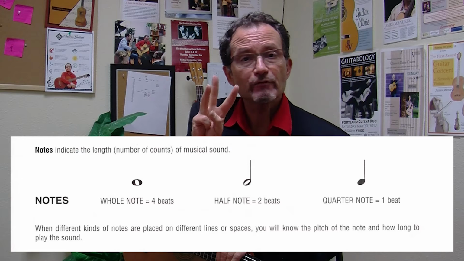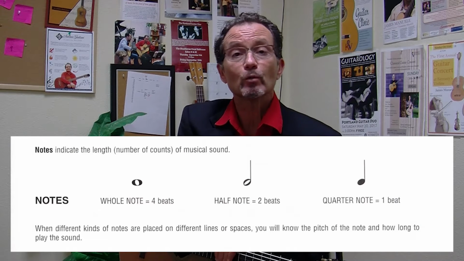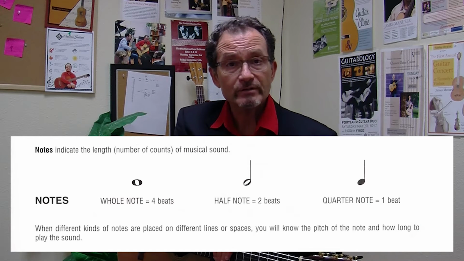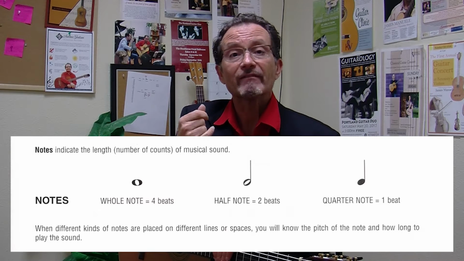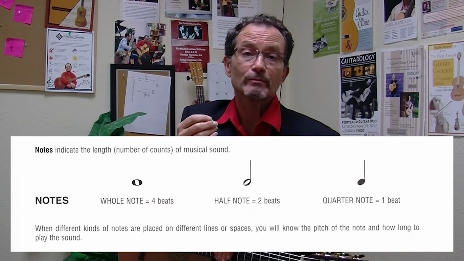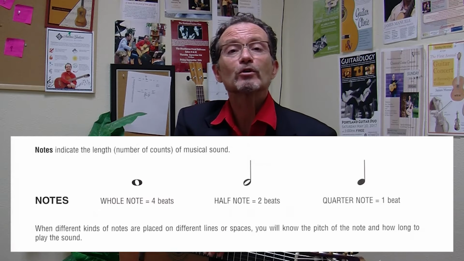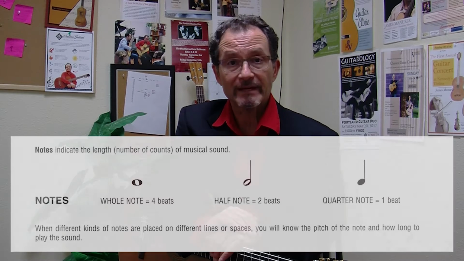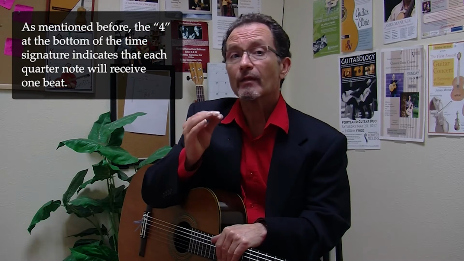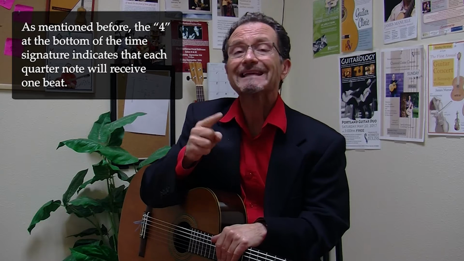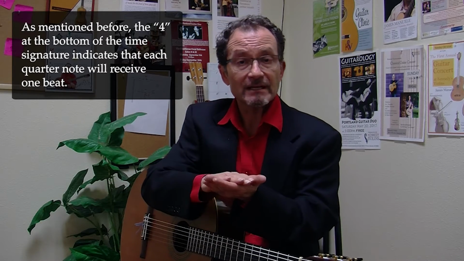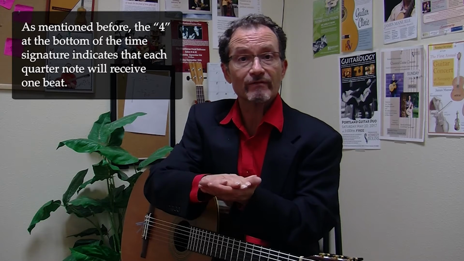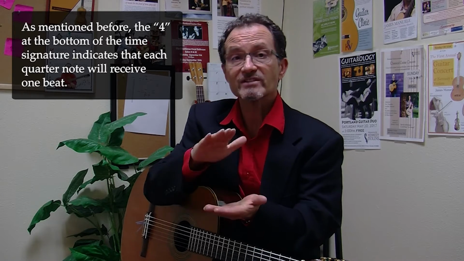We have 3 different types of note values that we'll be working with. We have the whole note, which is going to be worth 4 counts or 4 beats. We have the half note, which is going to be worth 2 beats, and the quarter note, which will be worth 1 beat. Now, as I said before, the 4 on the bottom portion of the fraction is going to equal the quarter note. So the tempo or the beat, these are going to equal quarter note values that we'll be working on in 1 second.